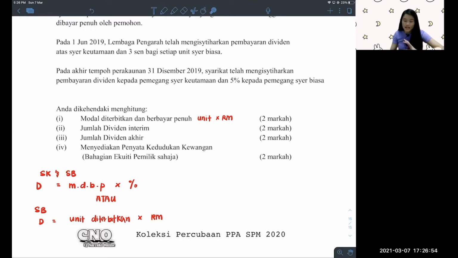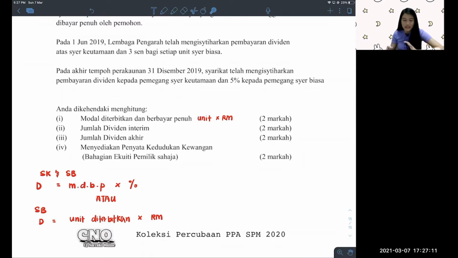So previously when we were doing our February or January set before this, we had one question where I told you guys, you cannot take modal diterbitkan dan berbayar penuh times RM again, because this is in RM form. You all know how maths works, right? RM times with RM will become RM square. So we don't have such a thing inside our account syllabus.